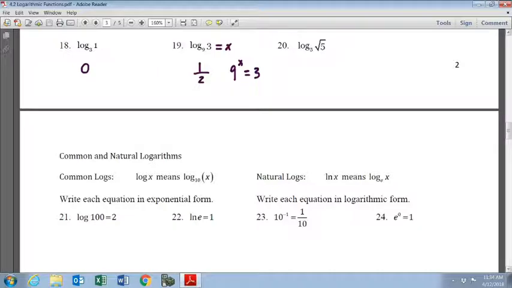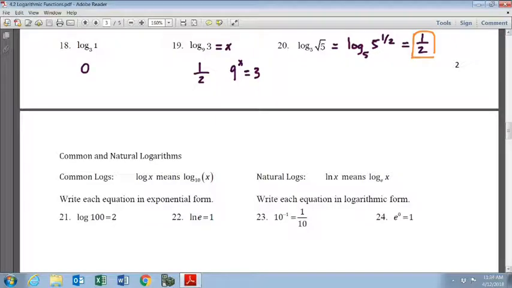All right, so in a similar way, we could solve number 20. First of all, the square root of 5, we could write that as log base 5 of 5 to the 1/2 power. So here the question is, what exponent do you put on a base of 5 to get 5 to the 1/2 power? Well, that's just going to be a half.